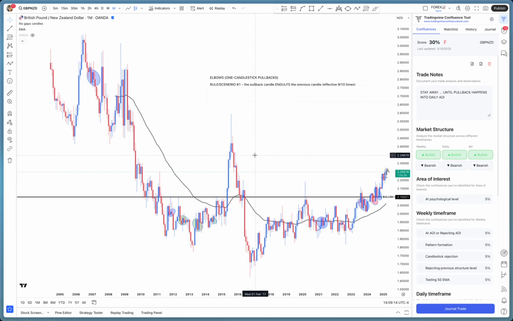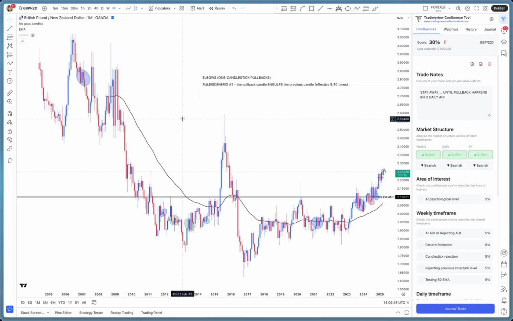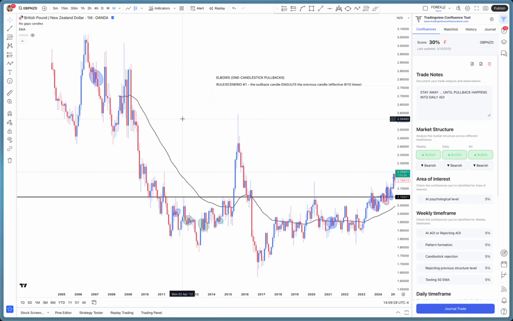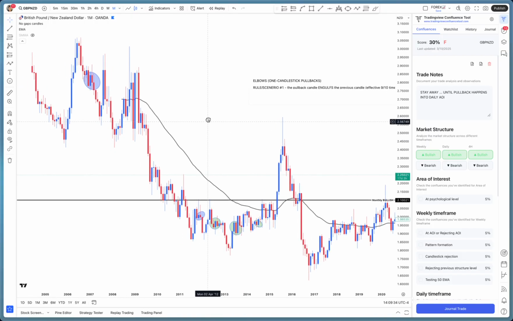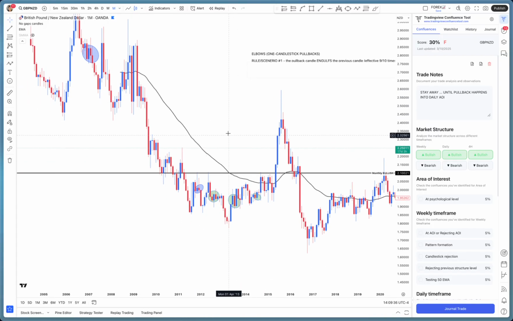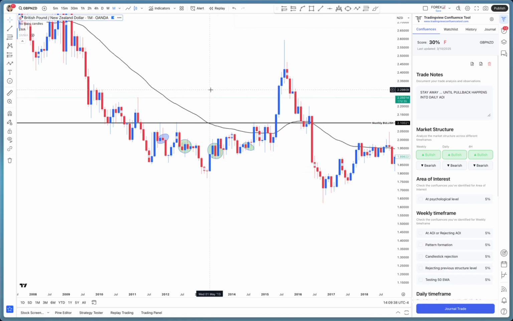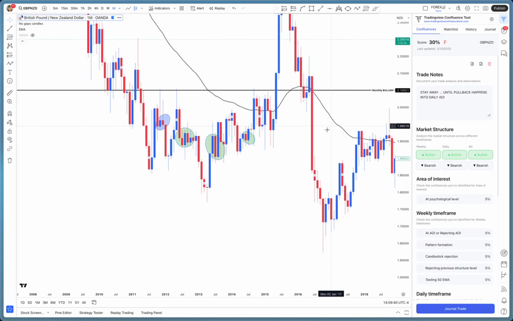Okay, but we'll identify these on the monthly time frame, and then we'll zoom into different pairs, and I'll try to identify them and find examples on lower time frames. And hopefully by the end of the video, you are able to apply these rules to your own charts. Okay, so let's try to identify pullback candles that engulf the previous candle. I think I marked these off in green. Okay, so let's zoom in and find the green circles.